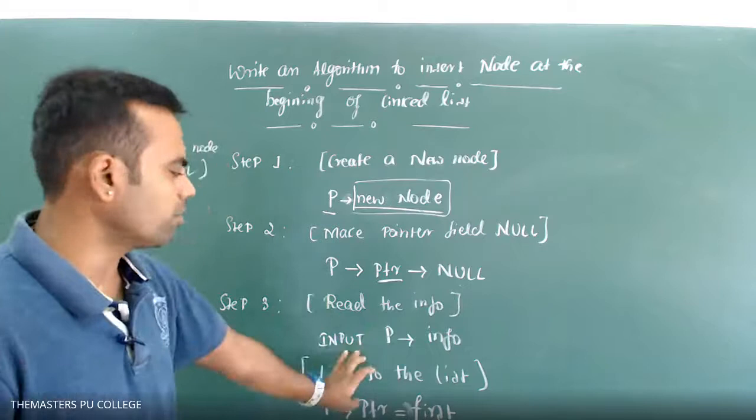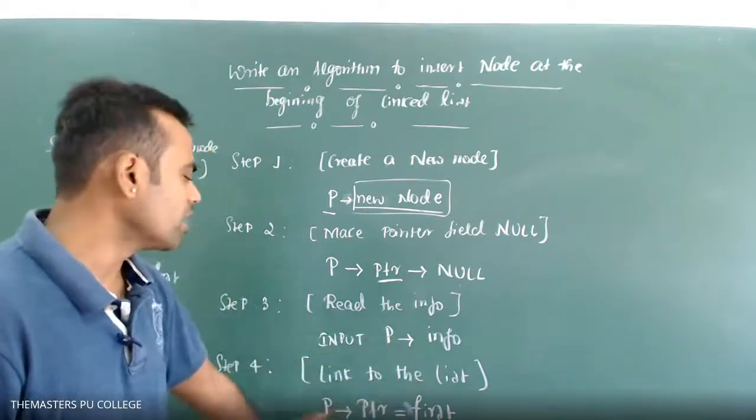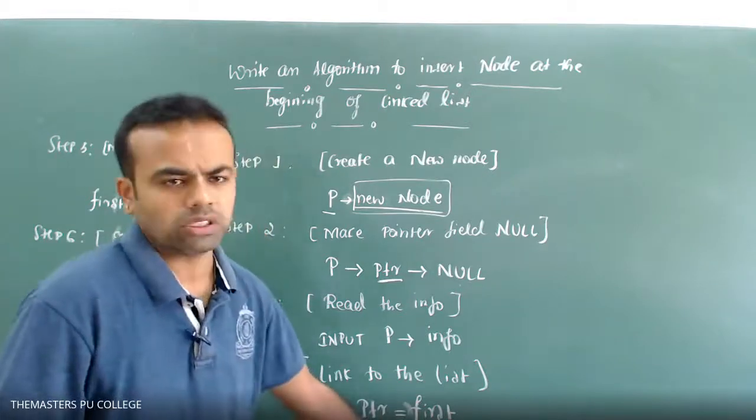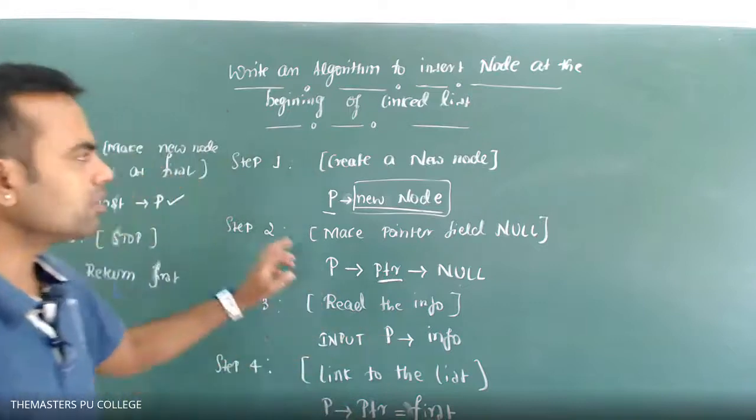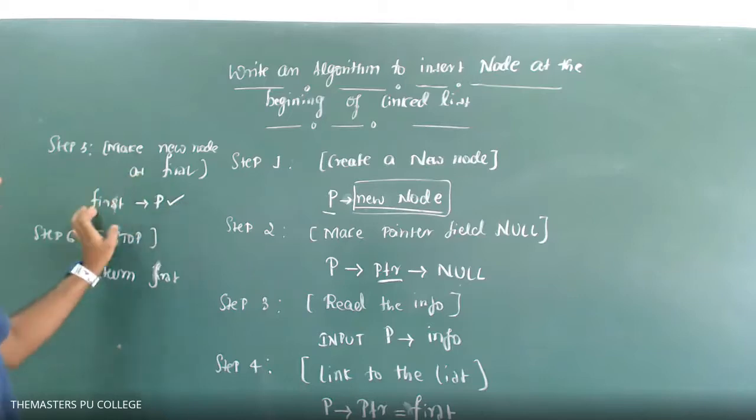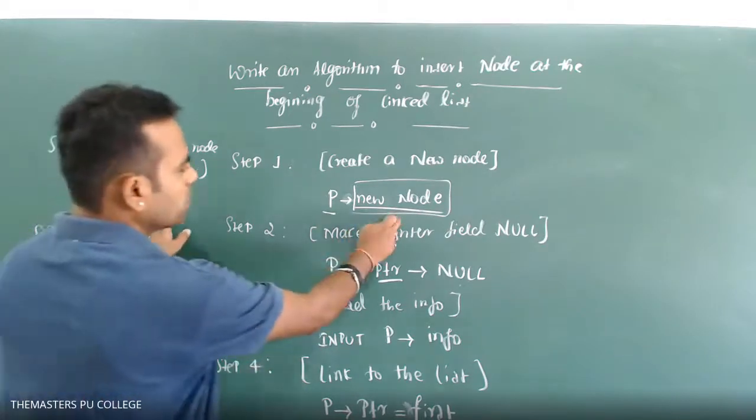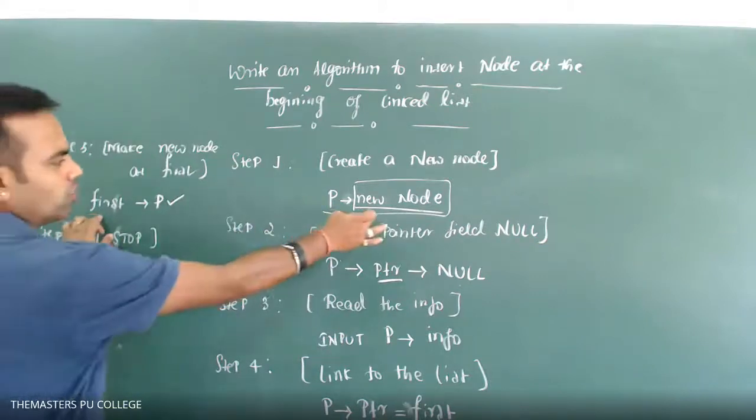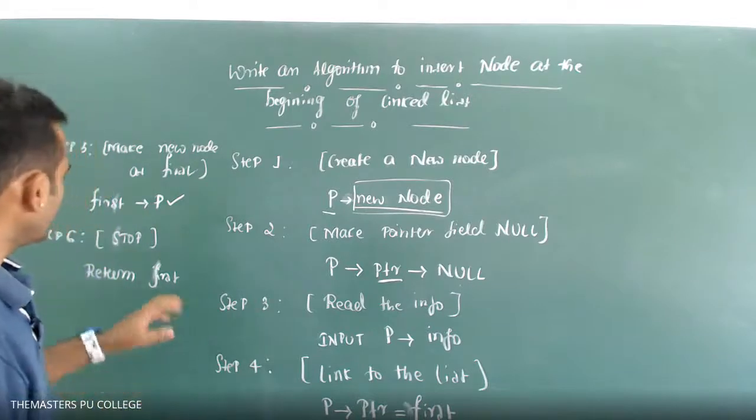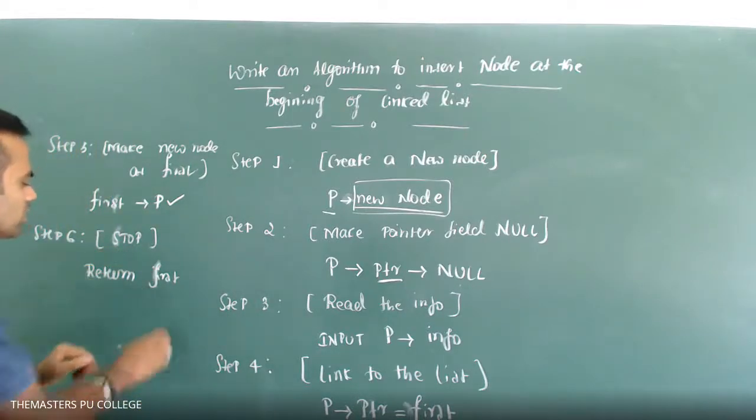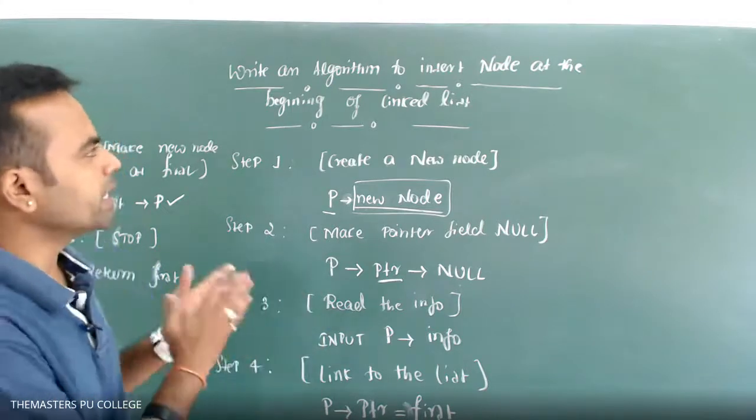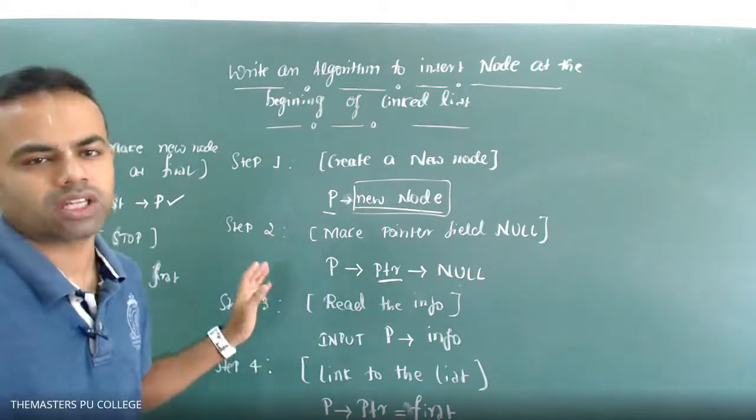Okay, so read the information first. Okay, and store this data. Next, link the list. Okay, P of ptr is equal to first. Okay, and make the new node as first. First is equal to P. What is P here? New node. Then our new node has been inserted at the beginning of the linked list. Okay, and then here you need to stop and you must return the first. Okay, you can insert the new node at the beginning of the linked list by using this algorithm.